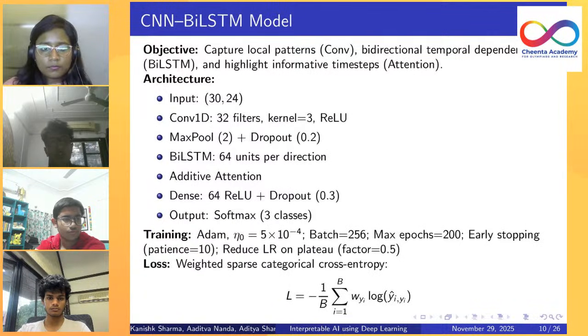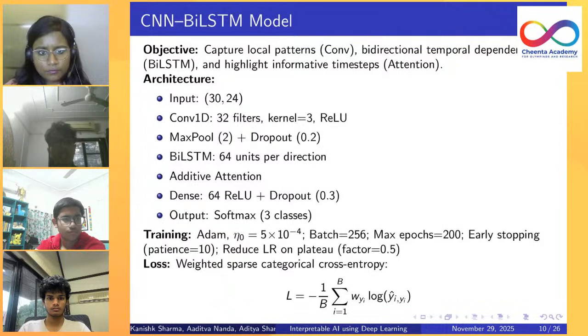Right. So the first model that we use is a hybrid bi-LSTM. This architecture chains convolution, bidirectional recurrence, and attention to mix short and long horizon information in a way that is also easy to interpret. The first layer is a 1D convolution with 32 filters and kernel size 3 that slides over time, followed by a ReLU nonlinearity.